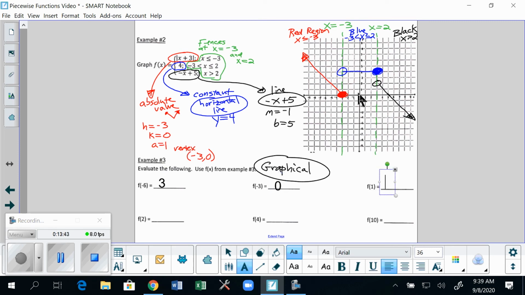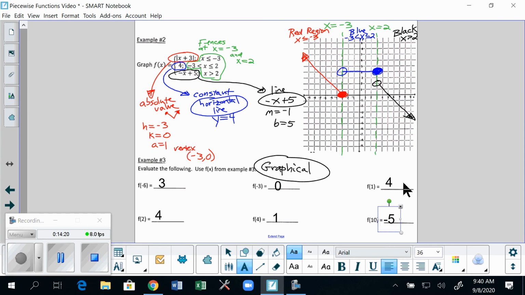Likewise, f of 1. If I find 1 on the x-axis and follow it to its appropriate graph, this point is called 1, 4 on my graph. So f of 1 must be 4. Likewise, f of 2 is also equal to 4. F of 4, right here, this point is 4, 1. So f of 4 would be equal to 1. And f of 10, this is kind of going off my paper a little bit, but it looks to me like this point would be at 10, -5. So f of 10 would be -5.